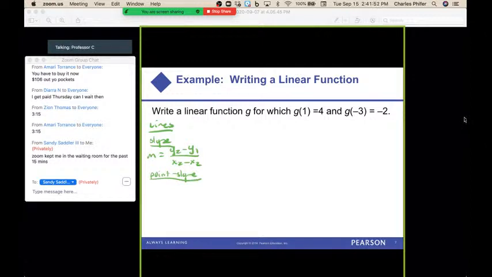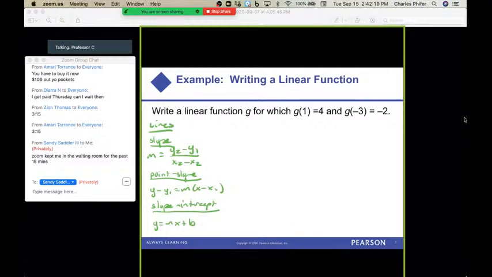We use that whenever we're given a point and a slope, and that's going to be y minus y1 equals m times x minus x1, all right? So if you have a formula sheet, these are good formulas to add to that sheet and just have it ready to go whenever you need it. And then we have the slope-intercept formula, and that's y equals mx plus b.